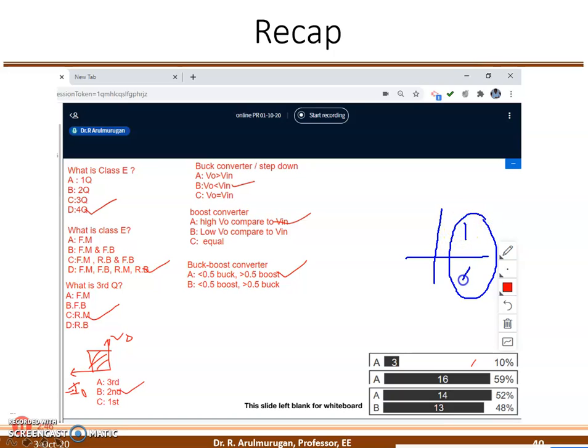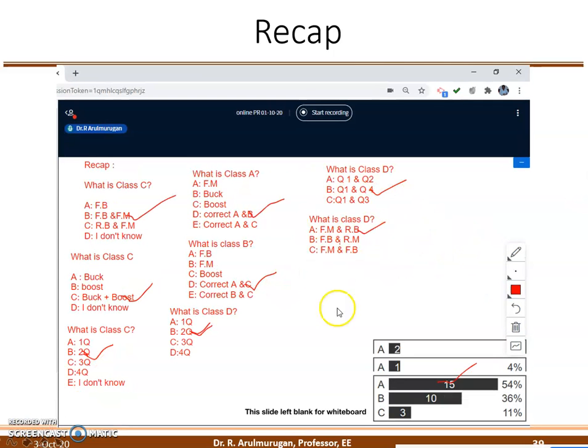So quadrant number 1 and quadrant number 4. What is quadrant number 1? Forward motoring. And what is 4? Braking. What type of braking? Reverse braking. So forward motoring and reverse braking is called class D. That is about class D. What are the quadrants? Quadrant number 1 and quadrant number 4.